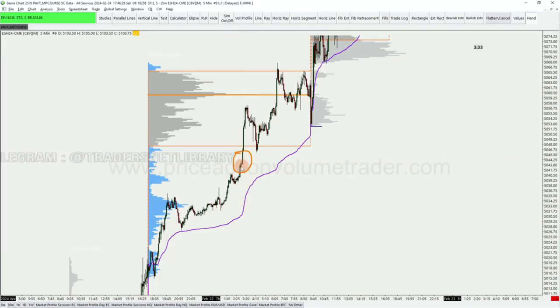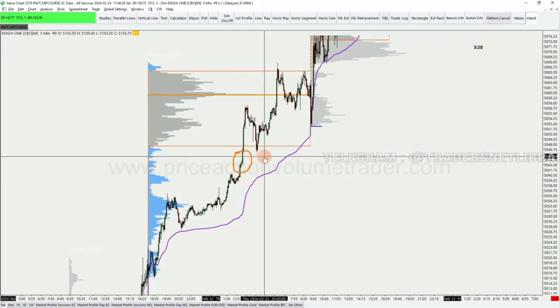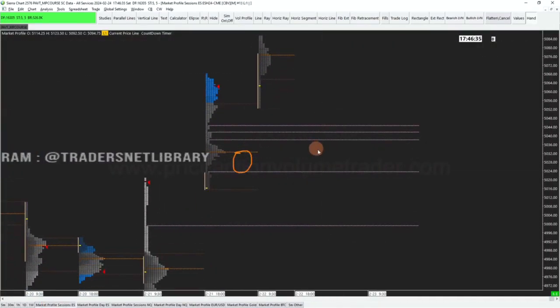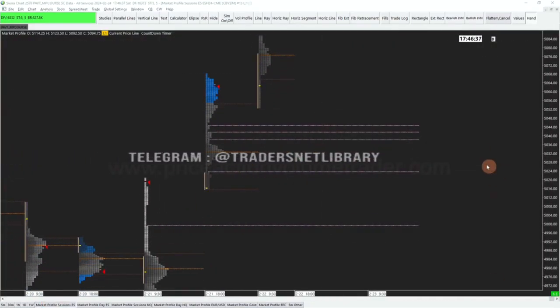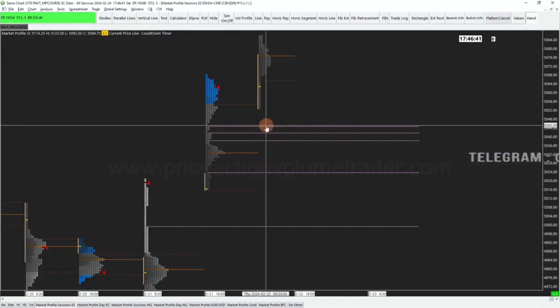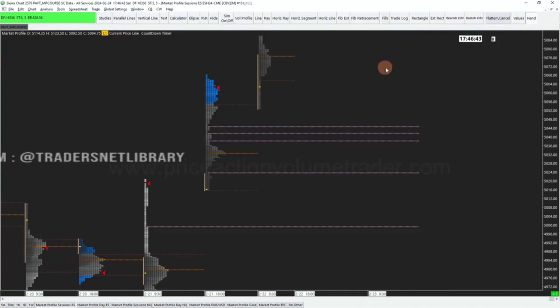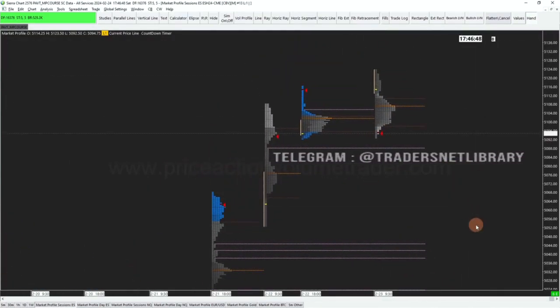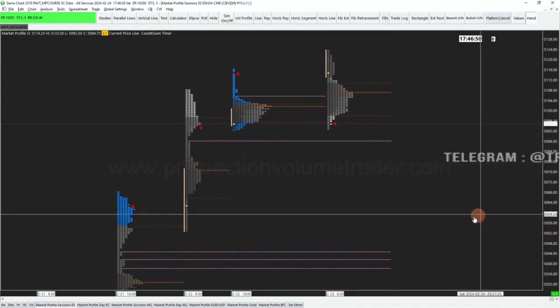2:45, so 3. So yeah, this whole move here happened in one single TPO period. So this single right around 5,045 is going to be this singles area that we have right around here, etc. And I'm just going to keep using those in this case as targets to the downside.